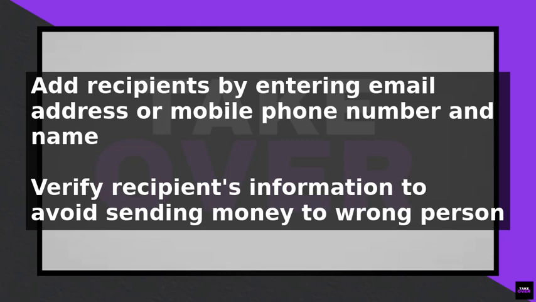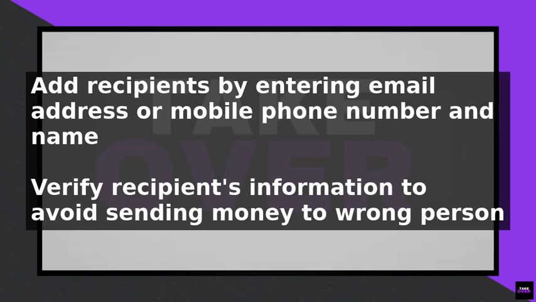To send money, log into your bank's mobile app or website, navigate to the Zelle section, and select the Send Money option. Enter the amount you want to send, choose the recipient, and add an optional memo to describe the transaction. Review the transaction details, then confirm and authorize the transfer.